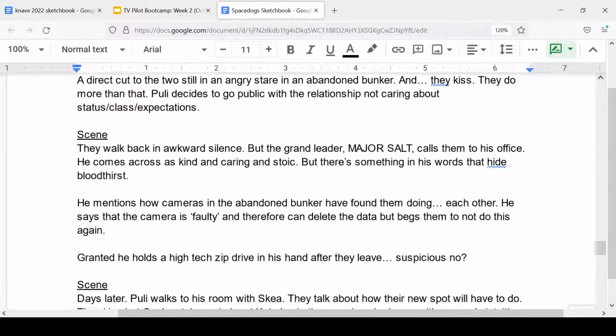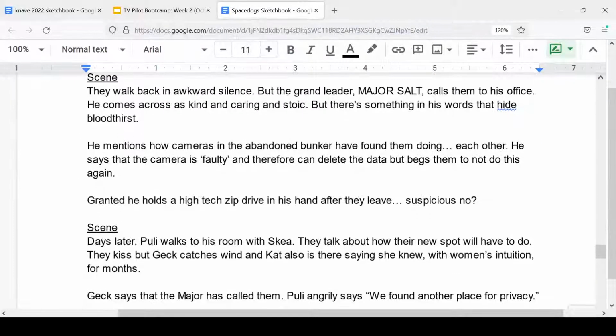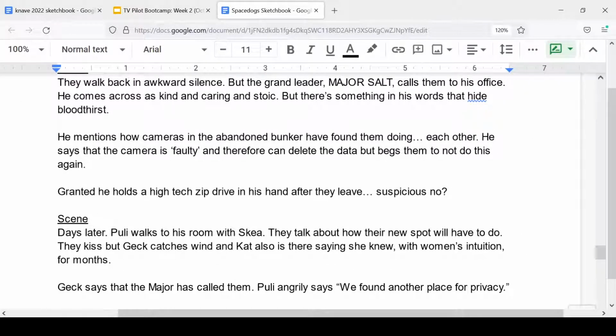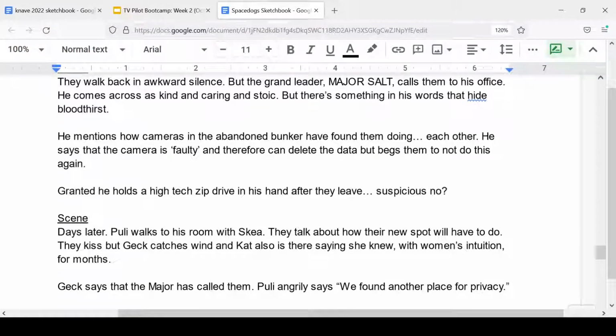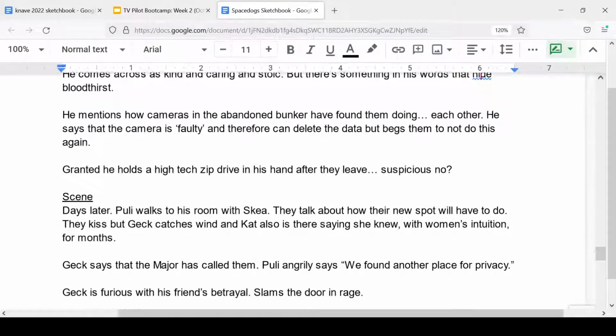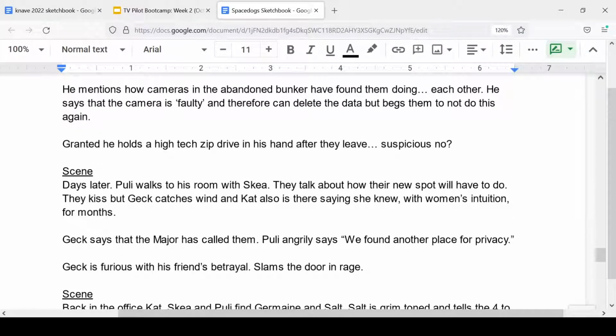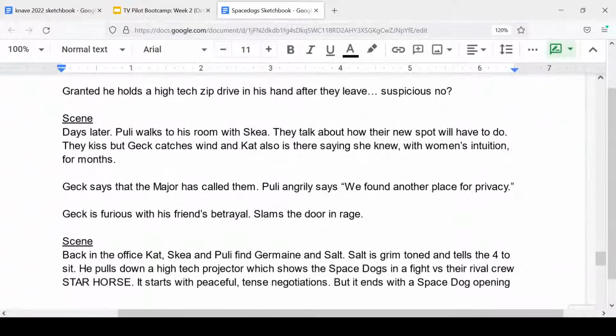He decides to go public with the relationship, not caring about the status, class, or expectations. They walk back in silence. That should be what he wants to do. Oh, okay, I see. But the Grand Leader, Major Salt, calls him to his office. He comes across as kind and caring but stoic. There's something in his words that hides bloodthirst. He mentions cameras in the abandoned bunker have found them doing things to each other. He says the camera is faulty and therefore he can delete the data, but begs them not to do it again. He holds a high-tech zip drive in his hand after they leave.